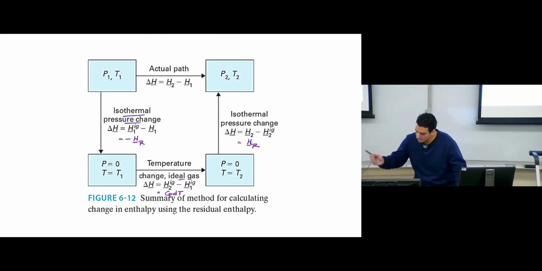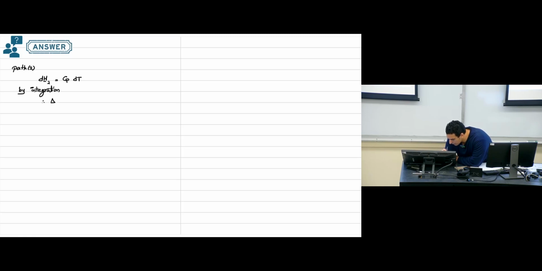So now if we start solving this one, let's start with the easiest one, path number 2. So we have dH2 is Cp dT. By integration, we will have delta H2 is the integral from T1 to T2 of Cp dT. And again, Cp is not constant. We need to find Cp from appendix D.